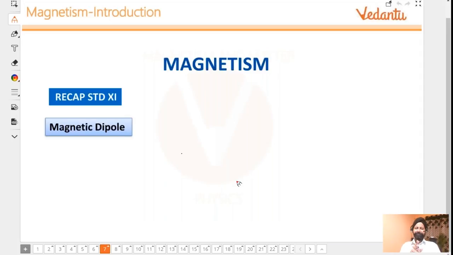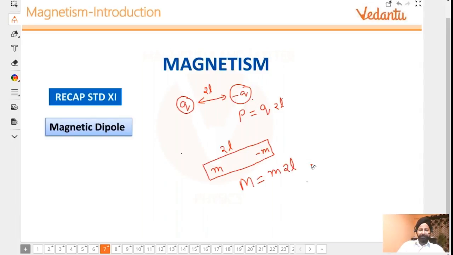So magnetism. First thing we study is the magnetic dipole. Now, what is a dipole? If you remember, in electricity, we said there is a positive charge and an equal and opposite charge separated by a distance of d, or 2L, actually, that's what we said. And then we said that the electric dipole moment is equal to the charge multiplied by the distance between them. We take the distance as 2L so that when we divide it into half, we don't deal with fractions. So this is the electric dipole moment.